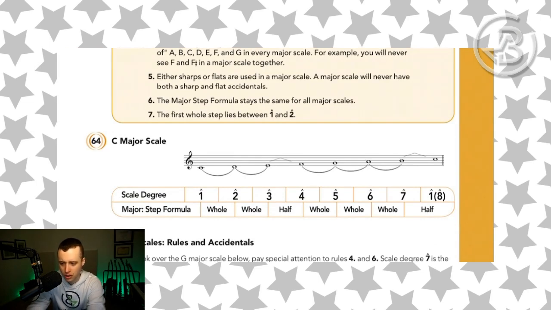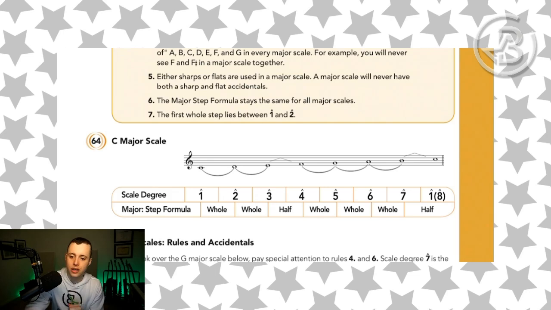Neither flats nor sharps are used together in a major scale. A major scale will never have both flats and sharp accidentals. And here we see that in the C major scale, there are no sharps and there are no flats. That's totally okay too. Now we know that the major step formula stays the same for all major scales.